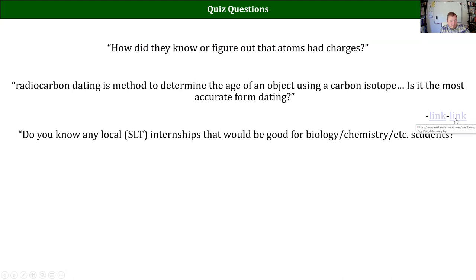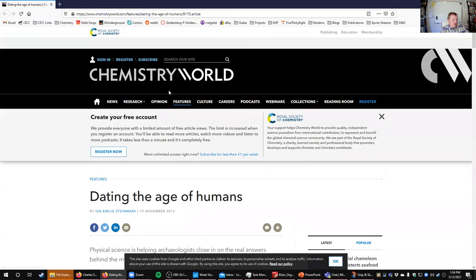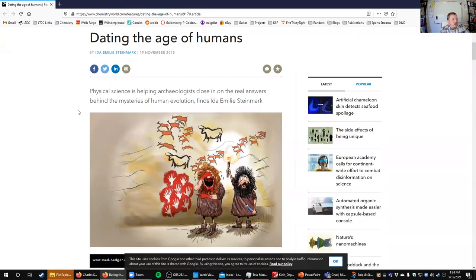Here's one. I think I left two links in there on accident. Yeah, that's the link to all the various types of periodic tables. This other link talks about how we're able to date various archaeological finds. And so physical science is what they're referring to.